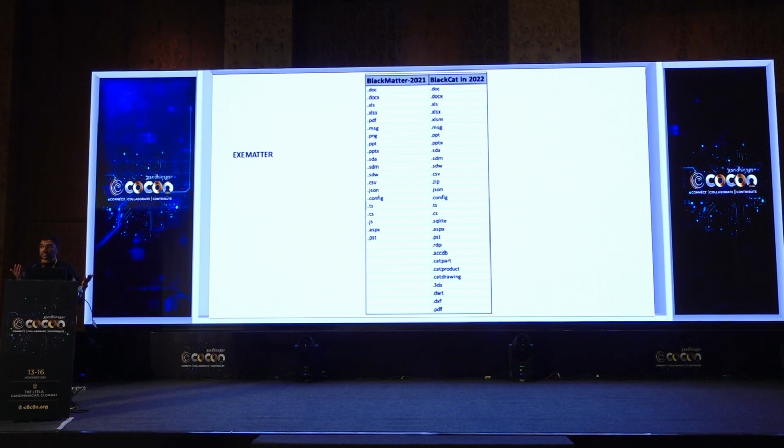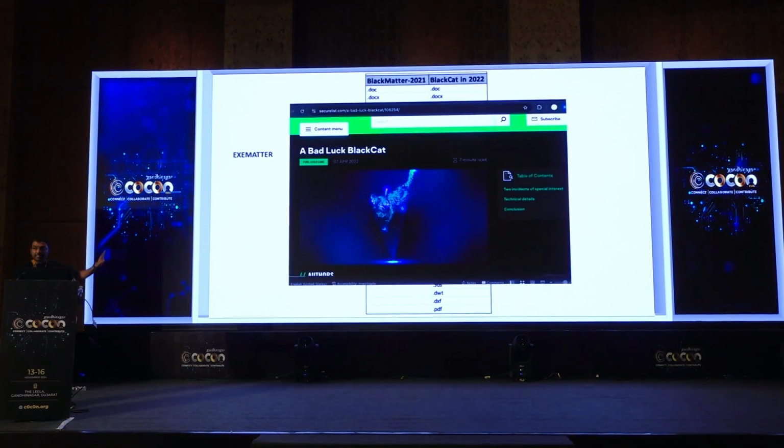So now comes the story. Am I seeing a rebrand? Exmatter helped us understand that the tool underwent an update. You can see additional file extensions being targeted now in 2022, something related to AutoCAD and engineering, drawing, app related files, right? So somebody had access to the source code of this Exmatter. They modified it, and it gave us a hint that we are looking into another rebrand story from BlackMatter to BlackCat. And that was later posted by Kaspersky in their research blog.